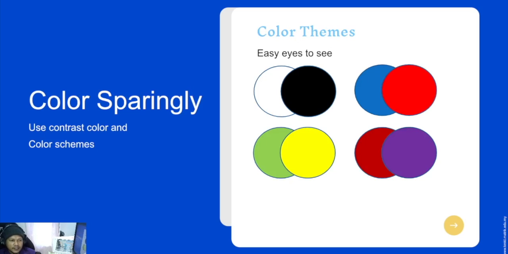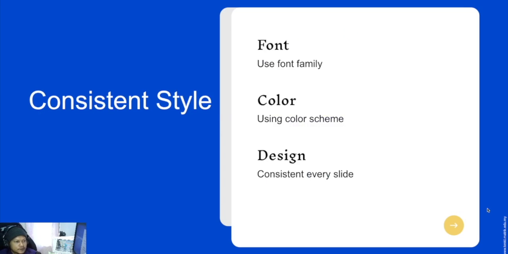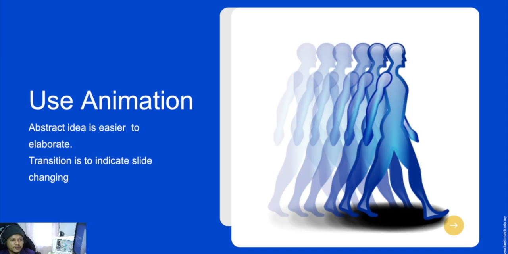This is color themes. You can choose. This is only my suggestion. You can use a color scheme. Consistent style, maybe you can use 1 or 2 only. Font: use a font family, color using a color scheme, design consistent in every slide. And then use animation to explain abstract ideas to make them easier to elaborate. Transition indicates a slide is changing.